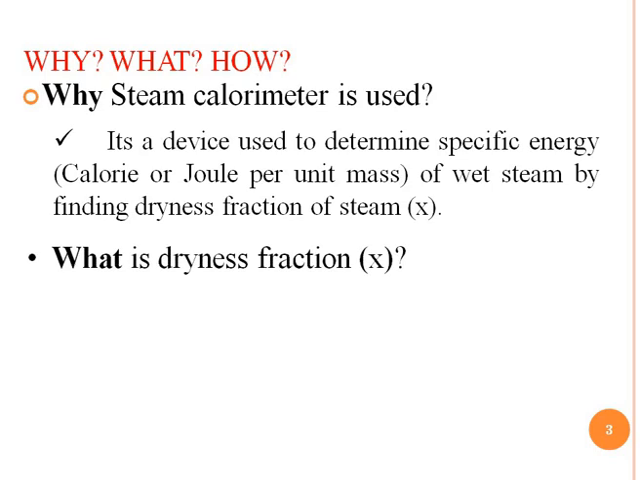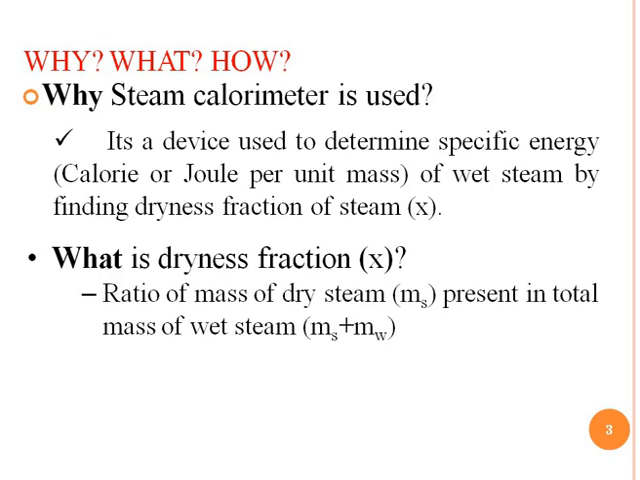What is the dryness fraction? You should already be aware that dryness fraction is the amount of dry steam present in the total mass of wet steam. Let us say Ms is the mass of dry steam and Ms plus Mw is the mass of wet steam. So it's a ratio of Ms divided by Ms plus Mw. So its minimum value can be 0 and maximum can be 1.